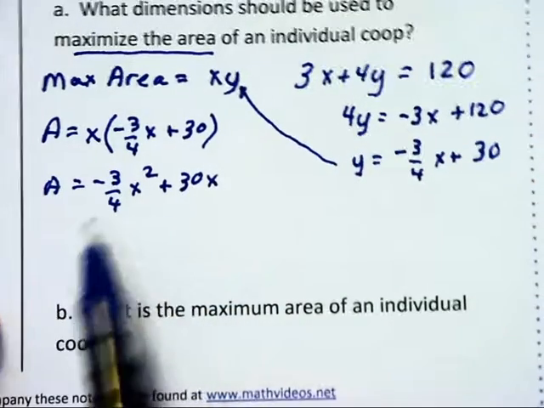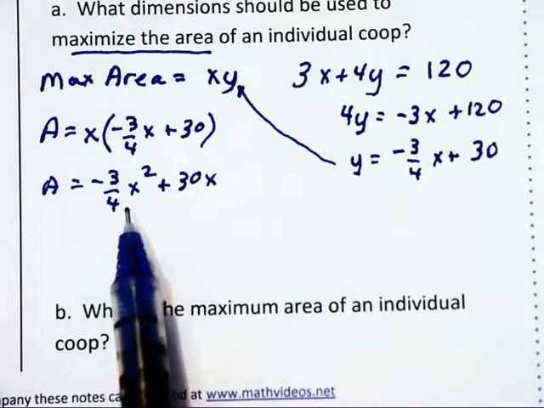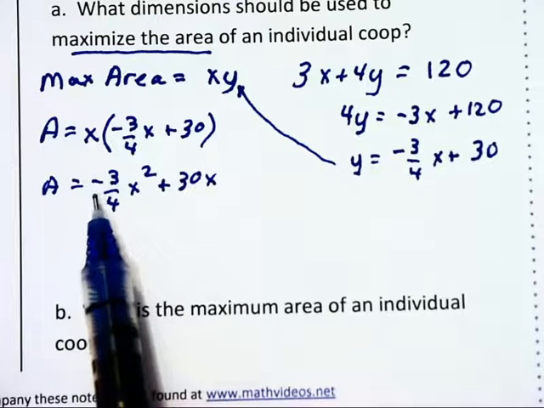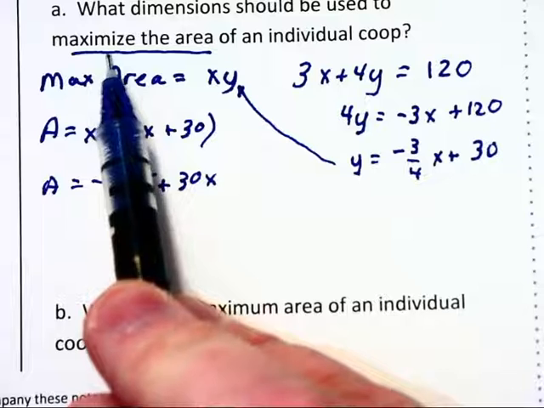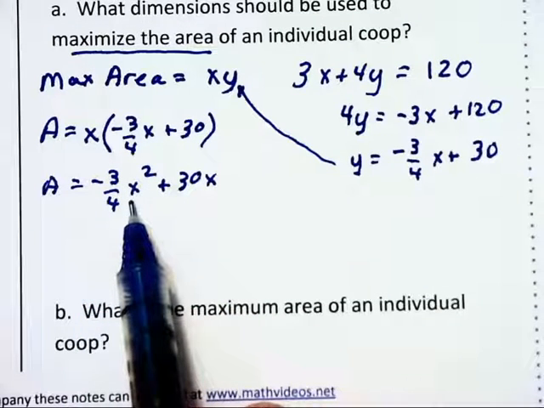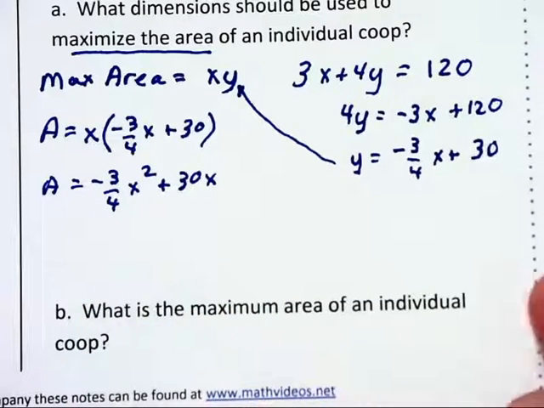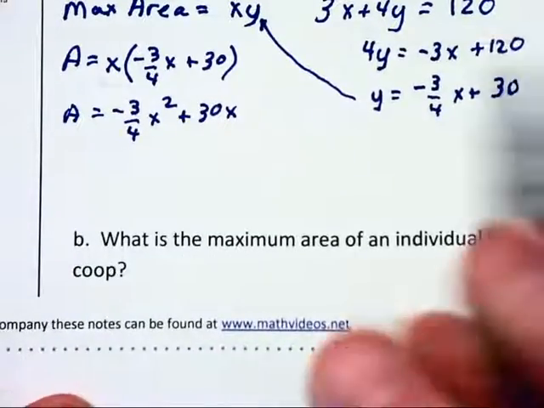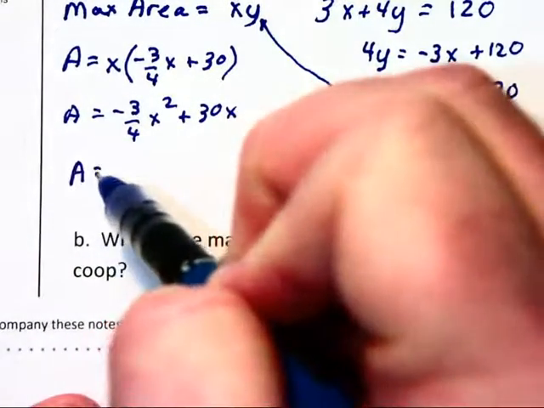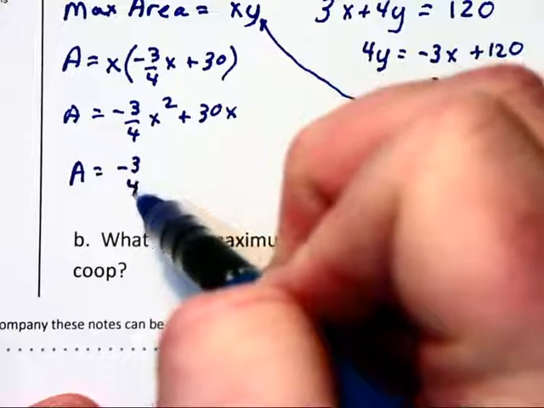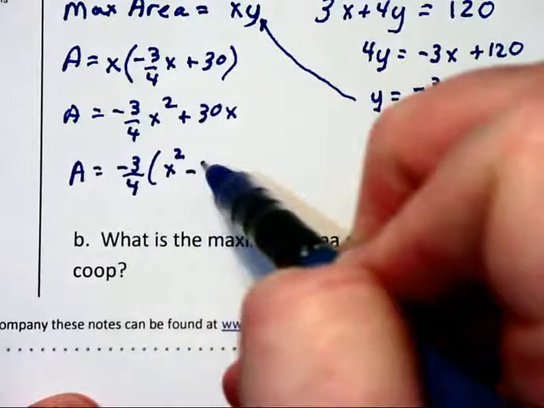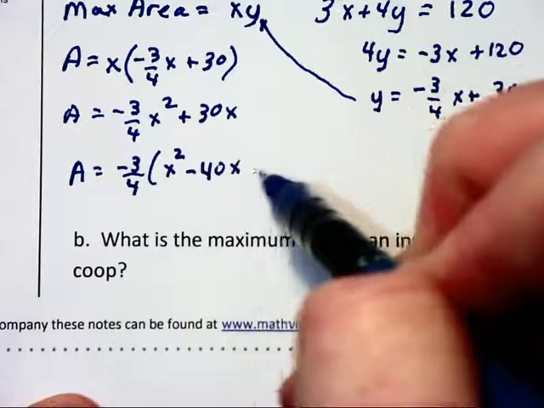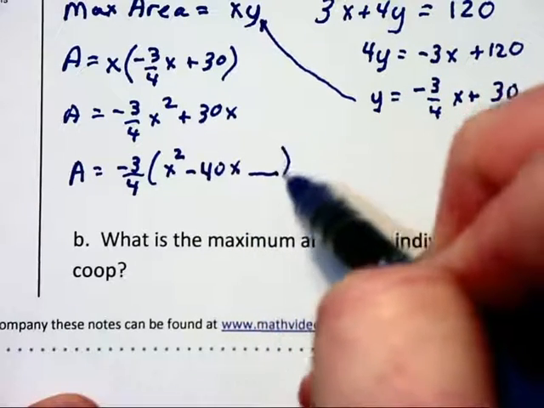And now I have a parabolic or a quadratic equation opening downward, which will have a maximum, and we're trying to maximize this equation. We just need to find that vertex. So I'm going to do this by completing the square. I need to begin by factoring out this negative 3/4 x squared. This will become a minus 40x. Leave a blank, close parentheses there.